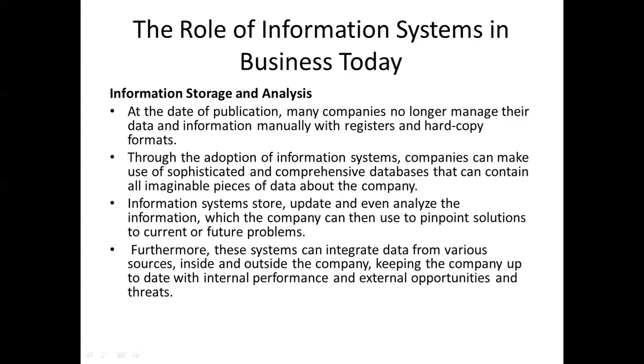Okay, now wait. Whatever information we have collected or as a final product, it should be in the form of images, or we can represent it in the form of graph, pie chart, likewise. So the information system will produce the final product in very proper manner. Then information system stores, updates, even analyzes the information which the company can then use to pinpoint solutions to current and future problems. Okay, as we have discussed, on the basis of that information, we can define the strategies for the organization.